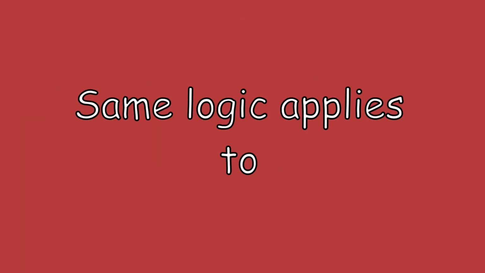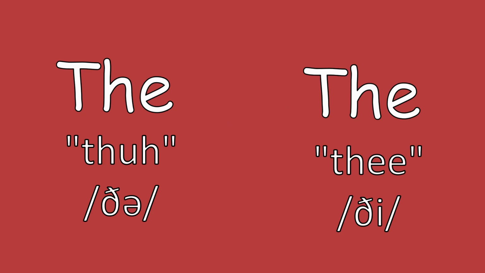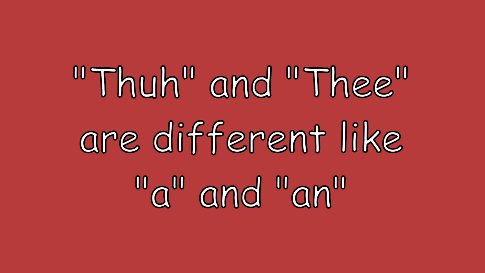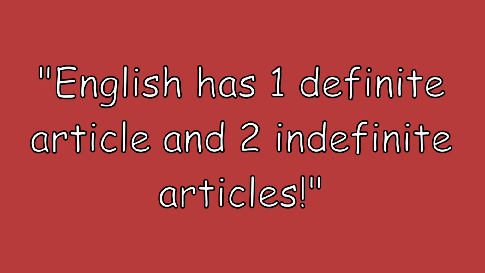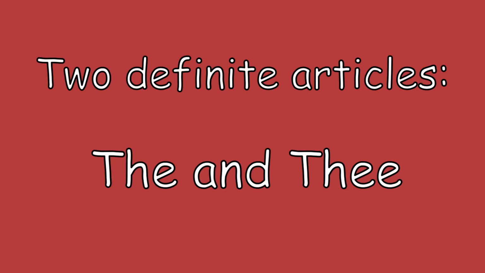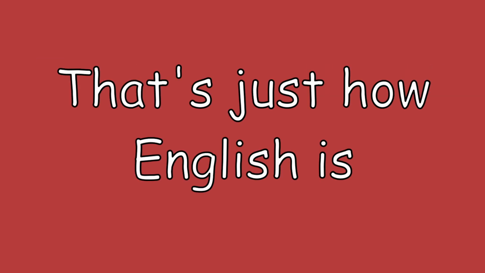The same logic also applies to the versus the. They have a different pronunciation just like a versus an, but the didn't get a spelling change for some reason, and thus everyone says English just has 1 definite article and 2 indefinite articles, even though there should be 2 definite articles by following the same logic. But I guess this just happens due to the nature of the English language.